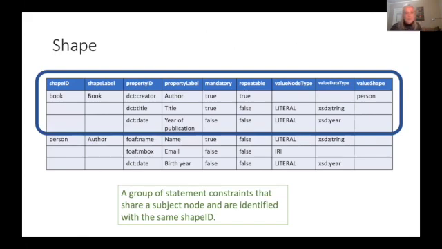So we're calling these shapes, these groups of properties and constraints on the properties that relate to one type of thing in your metadata. And so here you can see that this is a book shape.